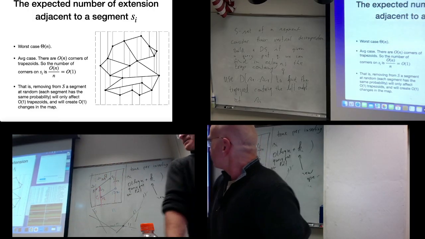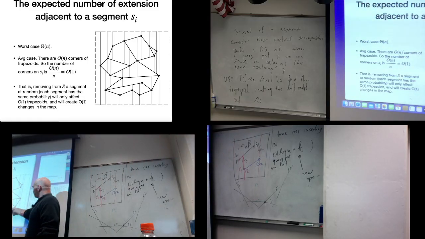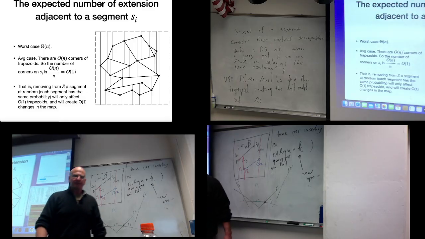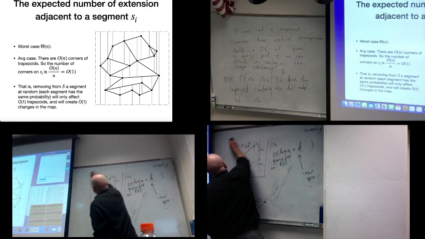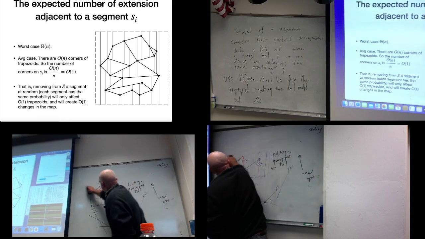The chance that a trapezoid will change is only one constant over n. Let's call it 1 over n. And the chance that one of these trapezoids touches the segment that I just picked is 1 over n. Let's see an example. Let's go back to our worst case example.